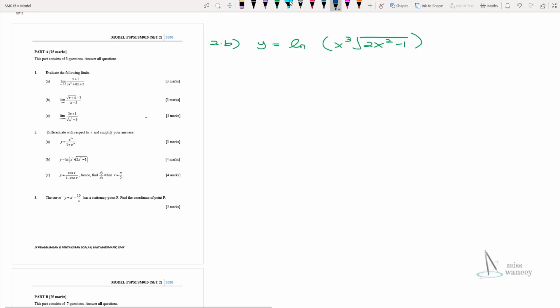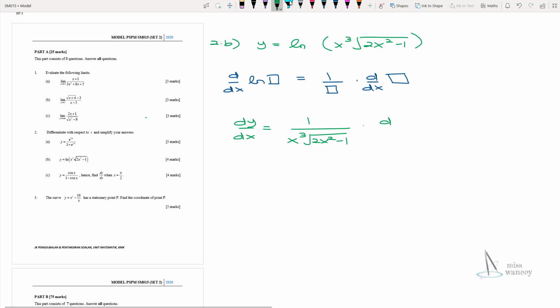Okay, so let's say we need to differentiate ln of something, so that is equal to 1 over something, and then we need to differentiate that thing. So let me do the same thing over here. So dy over dx will be equal to 1 over x cubed square root of 2x squared minus 1, and then of course you need to differentiate x cubed and the square root of 2x squared minus 1.